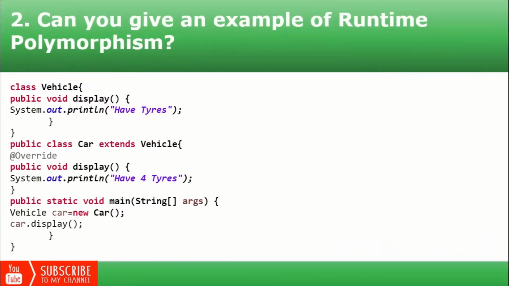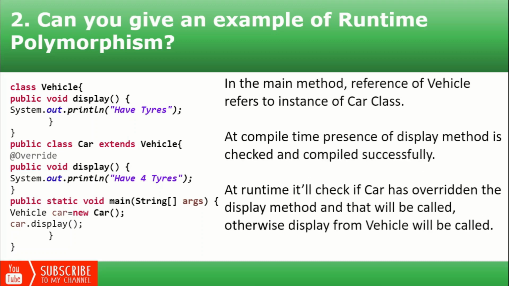Next, the interviewer can ask you for an example of runtime polymorphism. So you can give this specific example which is written over here. Here we have a parent class Vehicle which has a method display which just prints "have tires", and then we have a specialized class Car which extends Vehicle and overrides its display method, printing "has 4 tires". In the main method we have created a reference of Vehicle referring to the instance of the Car class.